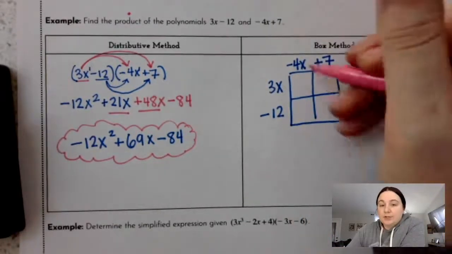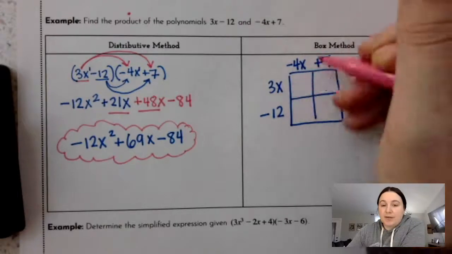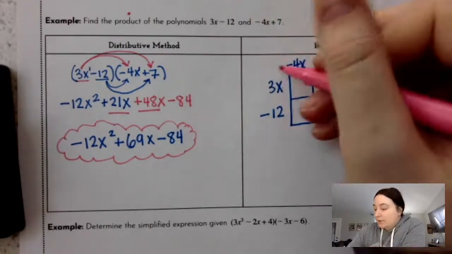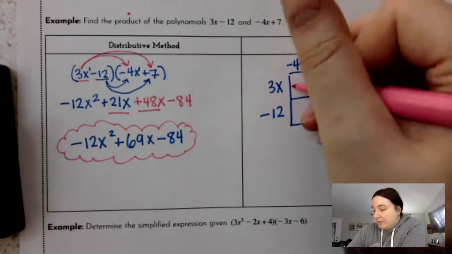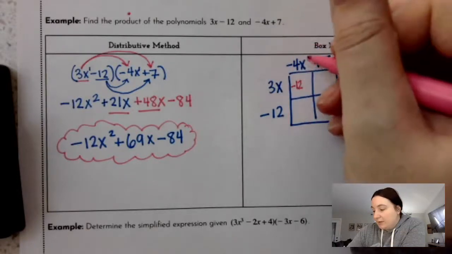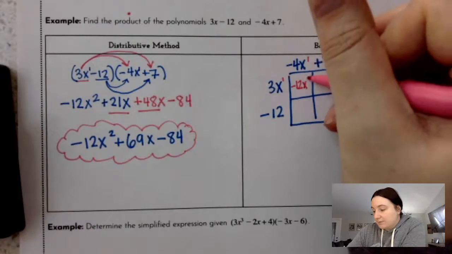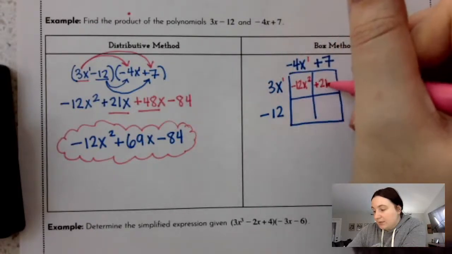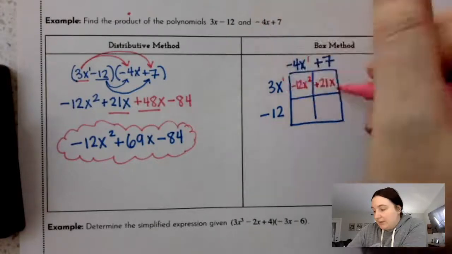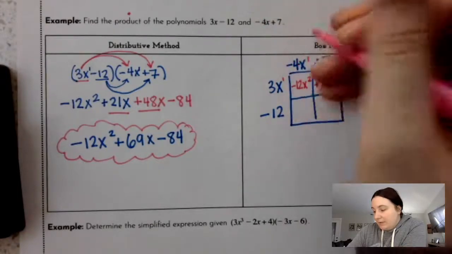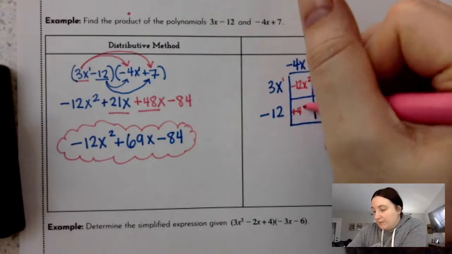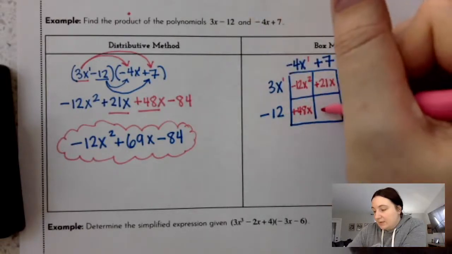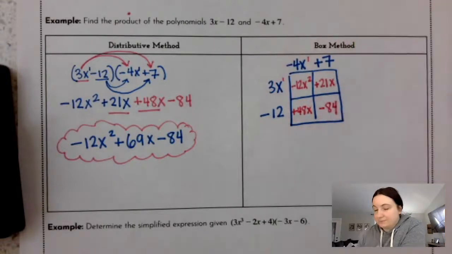And now what we're going to do is multiply every row and column. It essentially does the exact same thing as this in a different way. So we're going to multiply 3 times negative 4 to get negative 12, and then add your exponents. 7 times 3 to get 21, and then we have an x. Negative 4 times negative 12 to get positive 48, and we have an x. And then 7 and negative 12 to get minus 84.